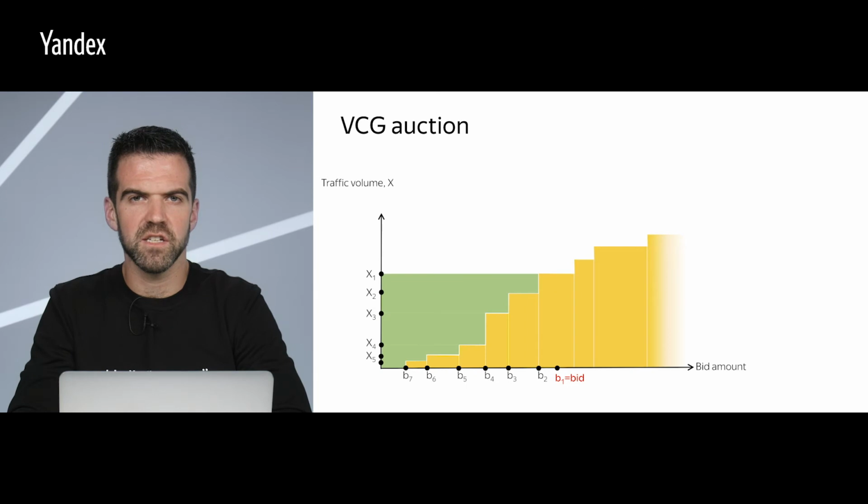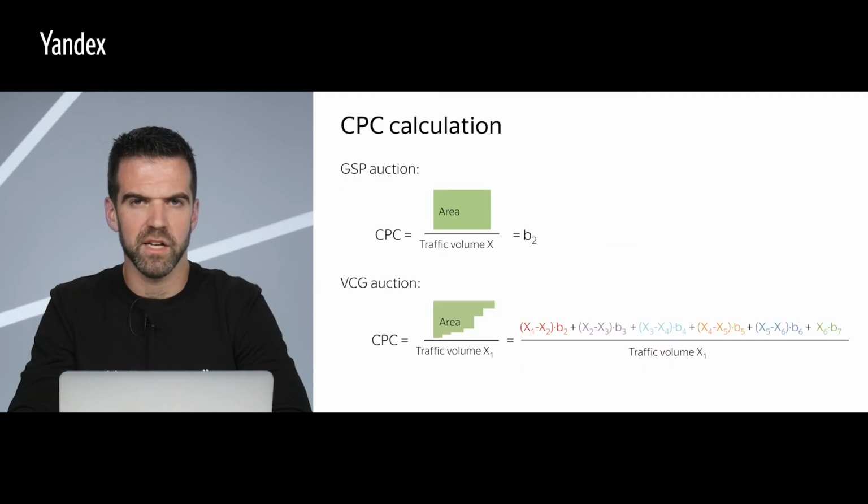So how does the VCG auction differ? Each step corresponds to an additional traffic volume. Visually, it is clear that the area of the graph, the money that the advertiser pays for the traffic volume, is less since the advertiser pays a higher bid in order to get to the next step. The lower steps pay the previous price. How do we calculate how much an advertiser pays for one click? We need to divide the area by the traffic volume.